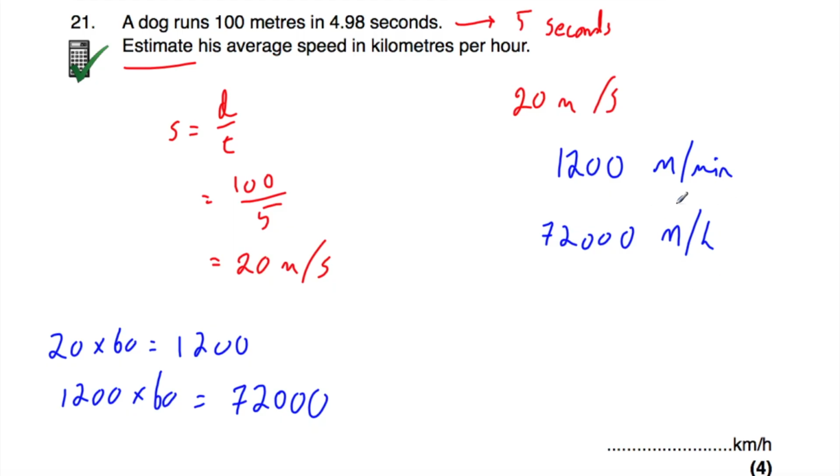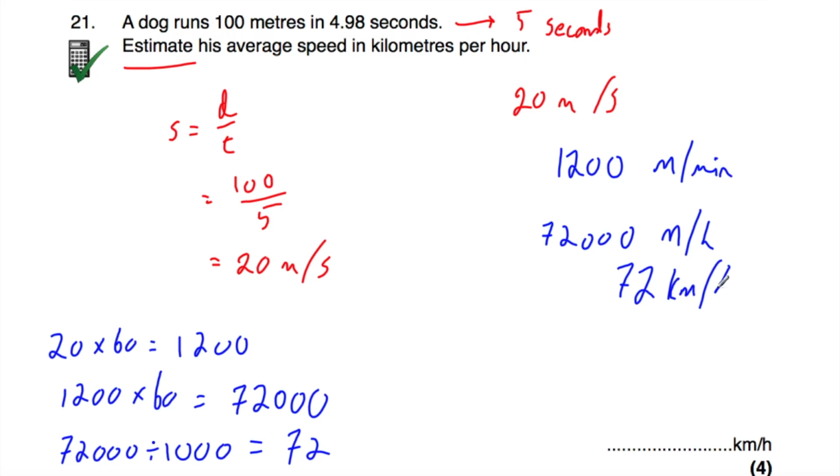But we don't actually want meters per hour, we want kilometers per hour. So we now need to divide this by 1,000, and 72,000 divided by 1,000 is equal to 72. So that means the dog is running at 72 kilometers per hour. So that's the speed of the dog, 72 kilometers per hour.